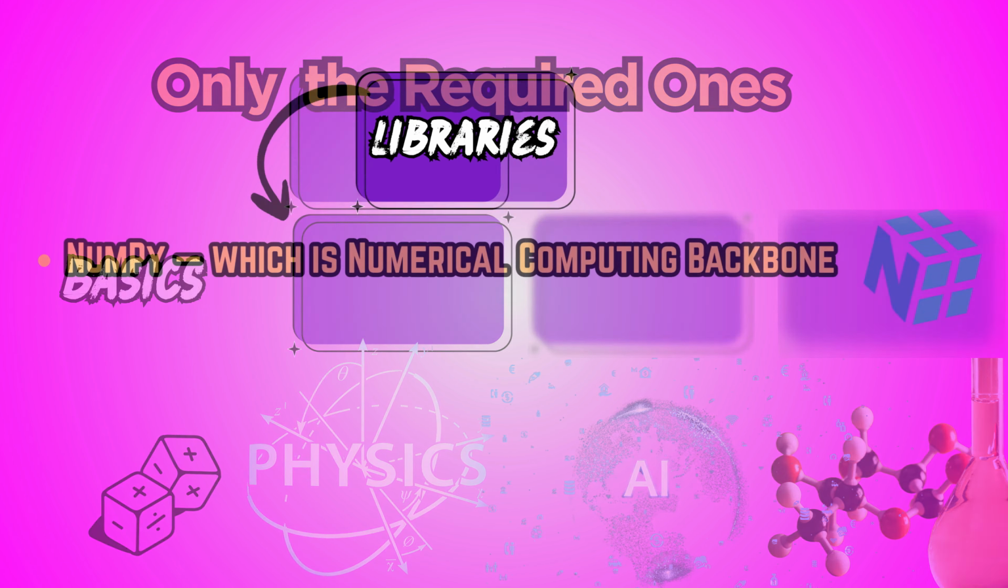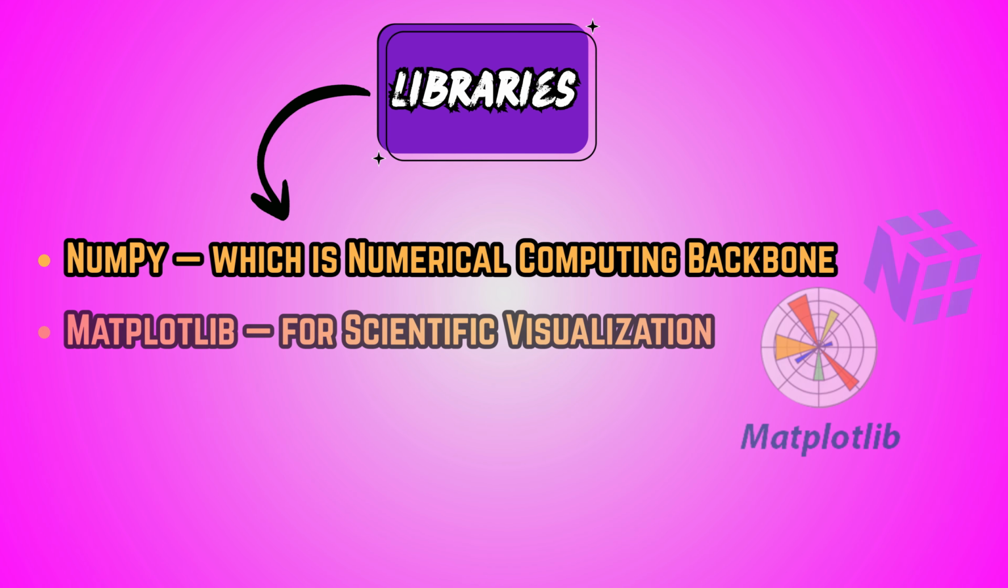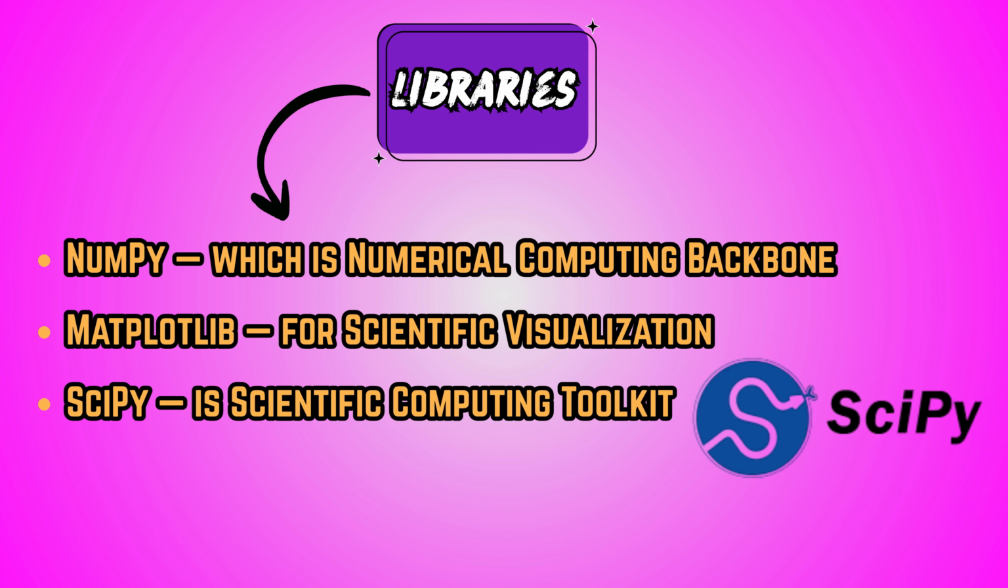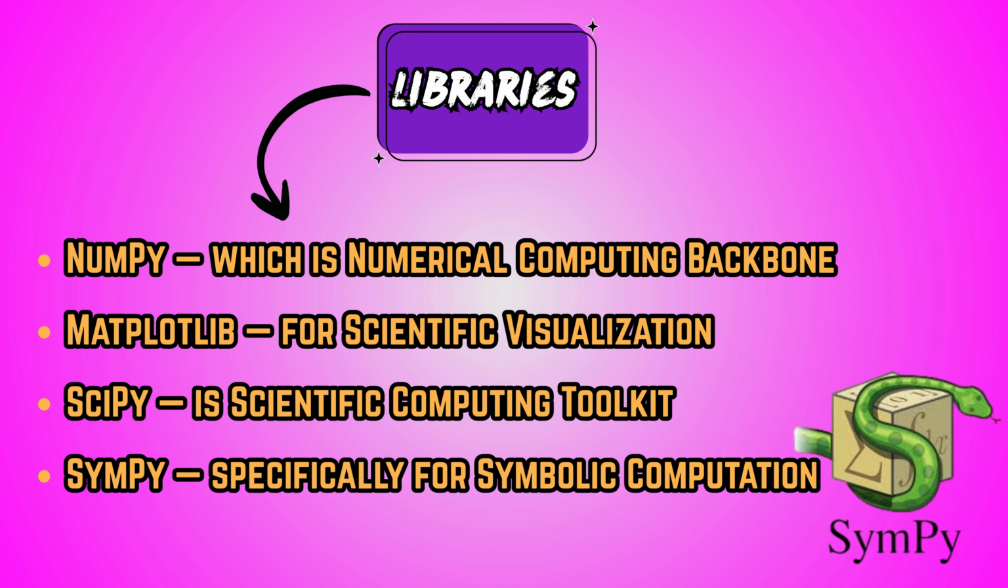So the first one is NumPy, which is the numerical computing backbone. Second is Matplotlib for scientific visualization. Third is SciPy. SciPy is the scientific computing toolkit. Then SymPy. SymPy is specifically for symbolic computation. We will understand libraries with an easy analogy.